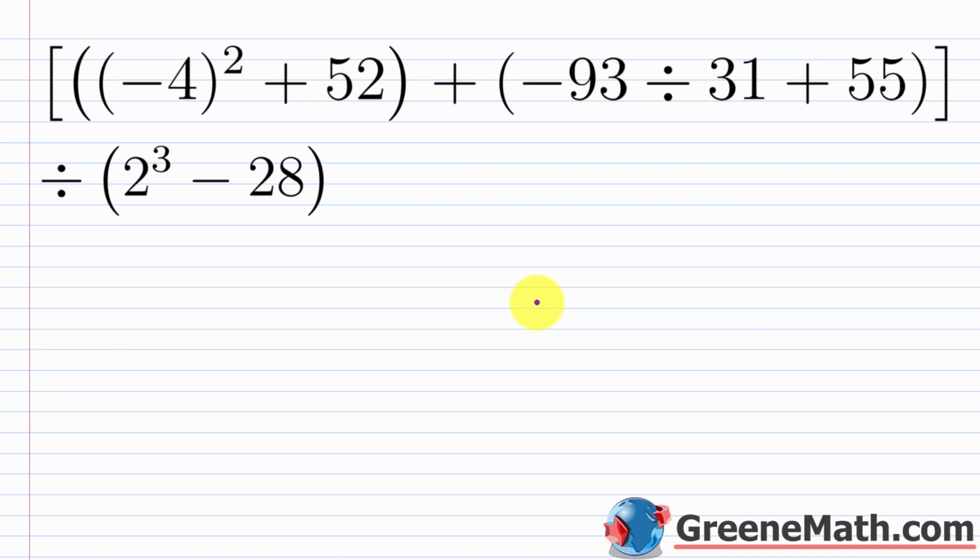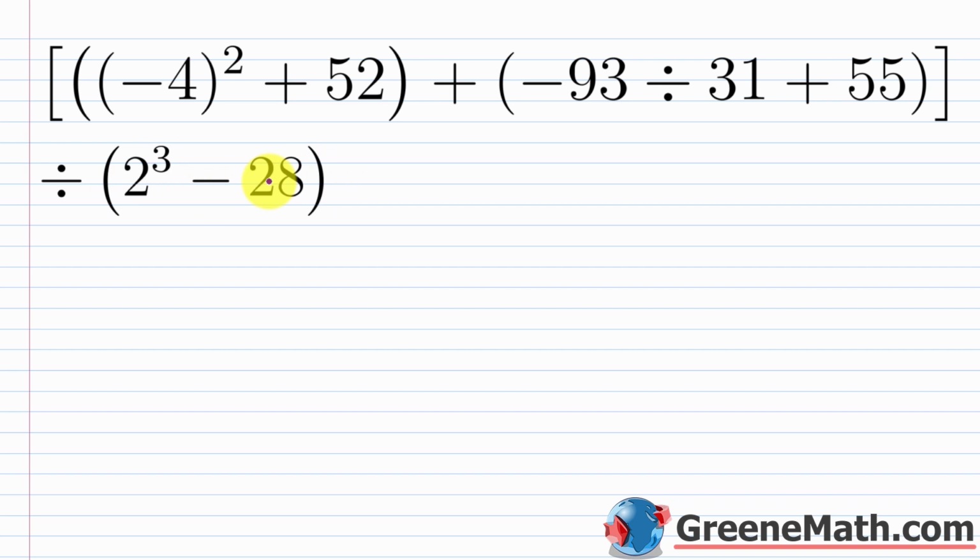All right, let's take a look at the next problem. So this is a little bit more challenging, but still not that bad overall. So we have some brackets here, and inside the brackets, we have a set of parentheses, so negative 4 being squared, plus 52, that's inside the first set. Then plus inside the second set, you have negative 93 divided by 31, then plus 55. Then outside the brackets, we have divided by a set of parentheses here, which is 2 cubed minus 28 inside.